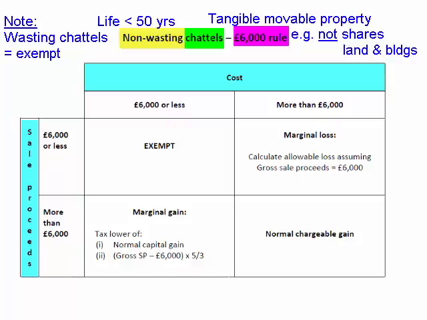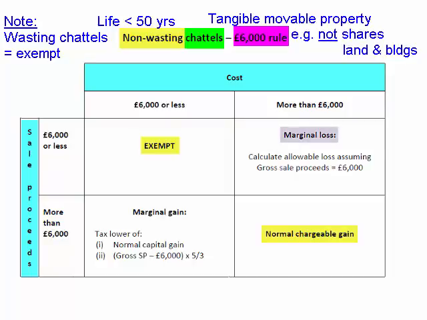The easiest scenarios are where both cost and proceeds are less, or both are more. If the asset was bought and sold for less than £6,000, it is simply exempt. No gain whatsoever. So most people's small disposals on eBay, for example, will be exempt from capital gains tax. Anything both bought and sold for more than £6,000 will result in a normal chargeable gain, no different from the rules that you've seen before. It's the two other boxes where we need to learn new rules.